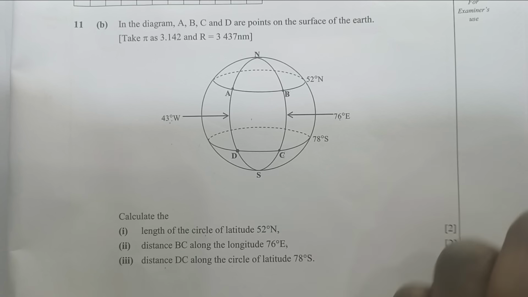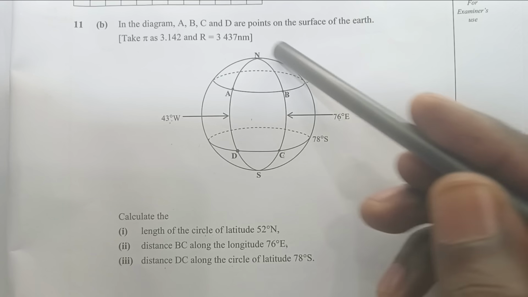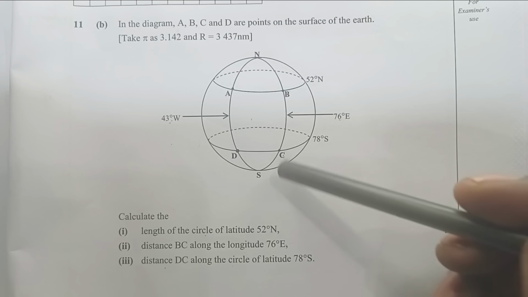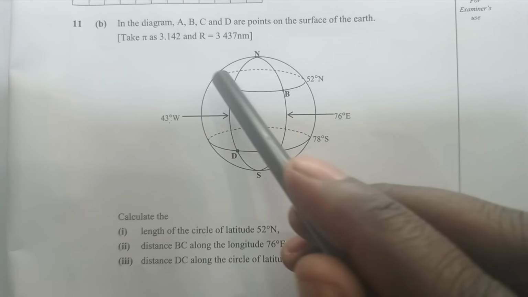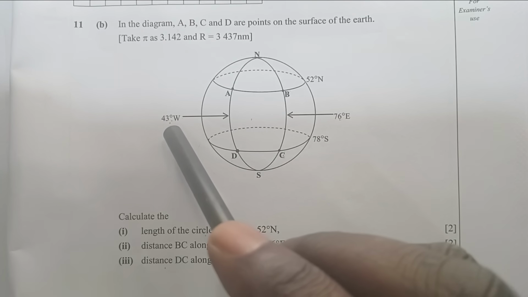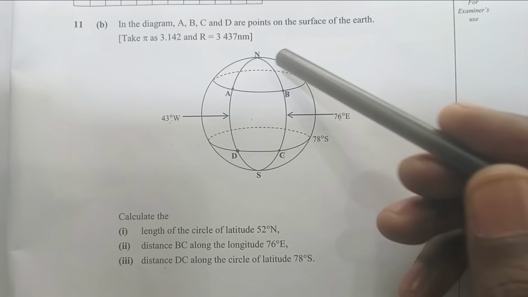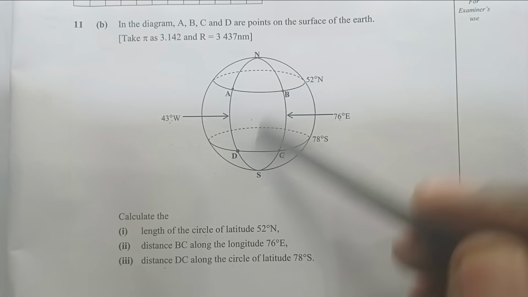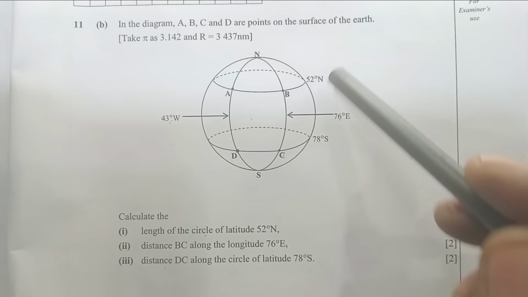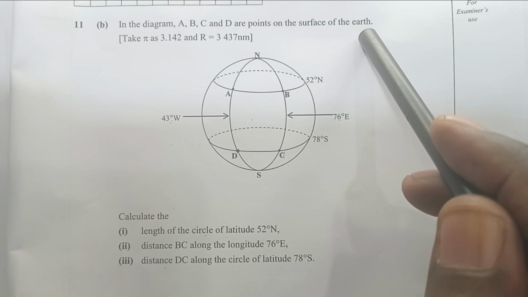Okay, so before we can go into the calculations, it's important to understand that on the surface of the earth, we have these special lines that we need to understand: the latitudes running from west to east, and then we also have the longitudes running from north to south. So these are special lines that make up what we have here on the surface of the earth.